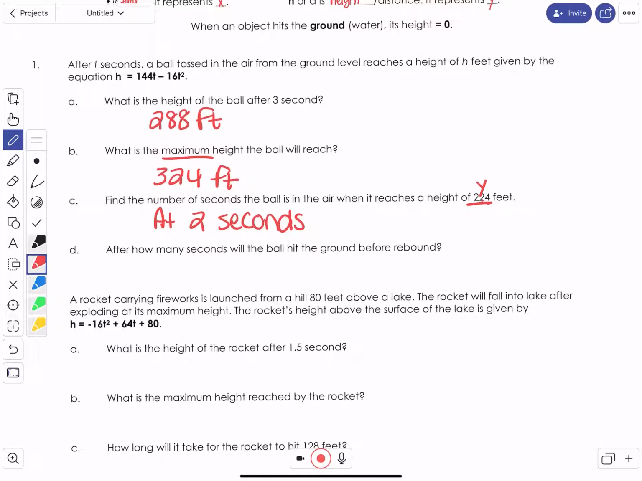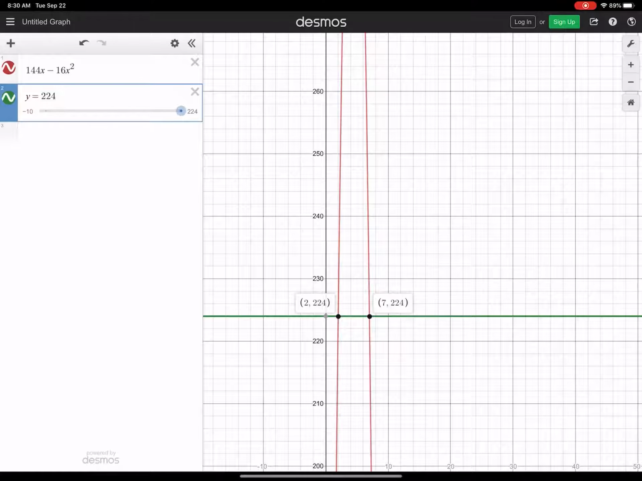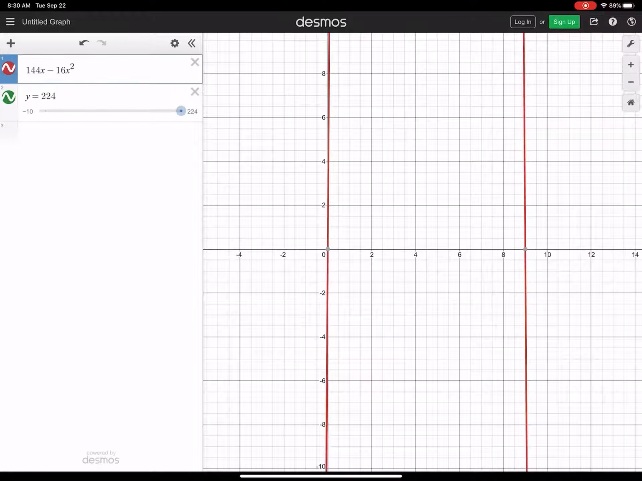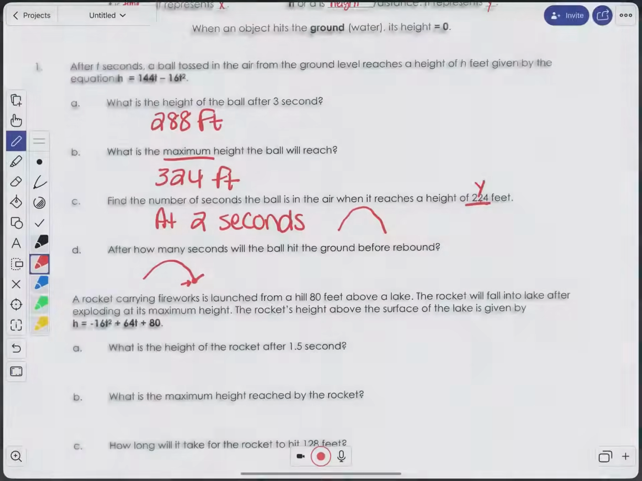Okay, because just imagine, if you throw a ball up in the air, it goes up, and the ball comes down. After how many seconds will the ball hit the ground before rebound? So once again, you throw the ball up, the ball comes down, and it hits the ground before it would bounce back up. So we want to know when that ball hits the ground, which is when it hits the x-axis. So right here on the x-axis, at 9 seconds, our time is 9 seconds.